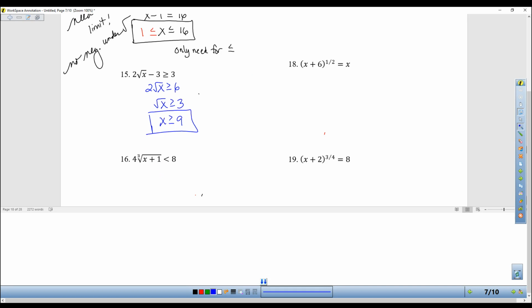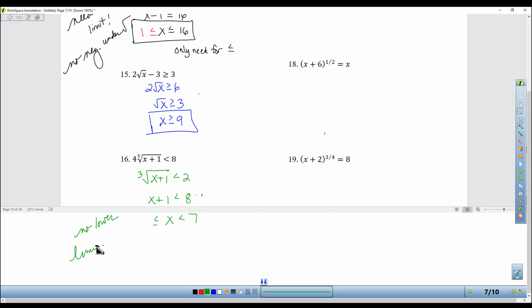And number 16. So I divide both sides by 4, and I get 2. I cube both sides. 2 cubed is 8. And I subtract 1, and I get 7. Okay, I see a less than sign. So do I have to have a lower limit? Again, no lower limit needed. Why though? It's got a less than. Why don't you want to put greater than negative 1 again?